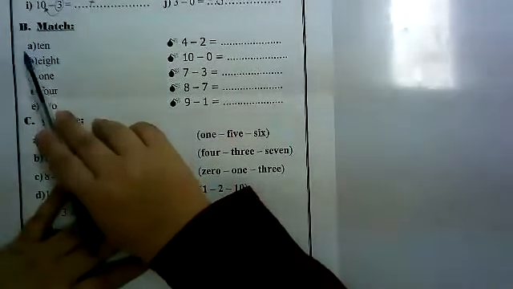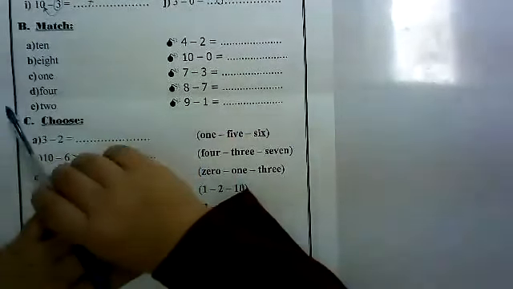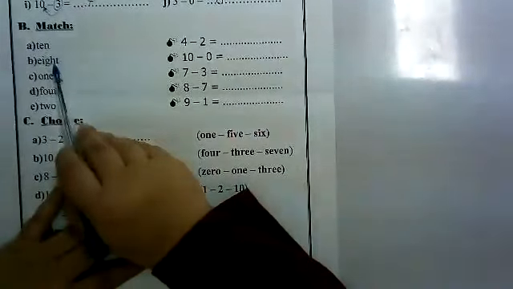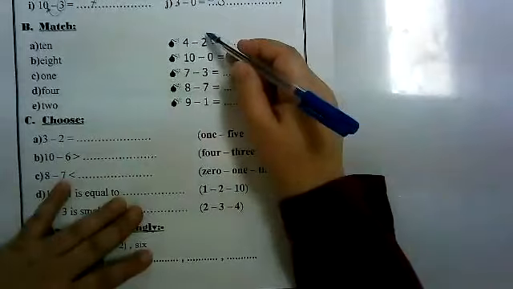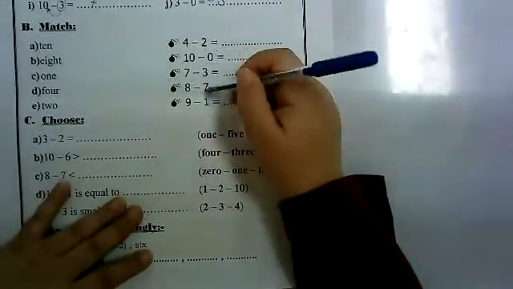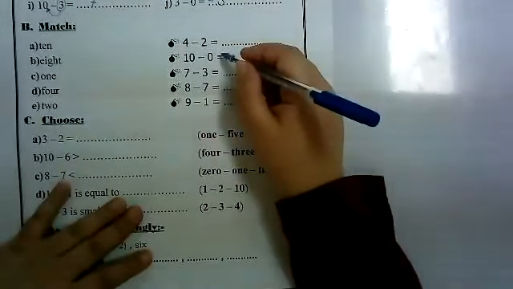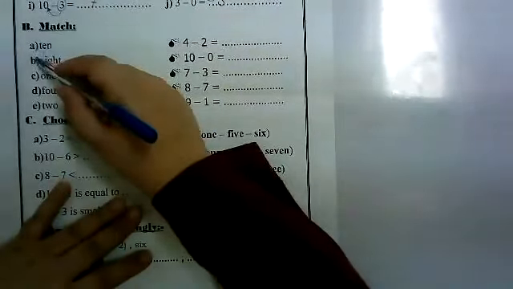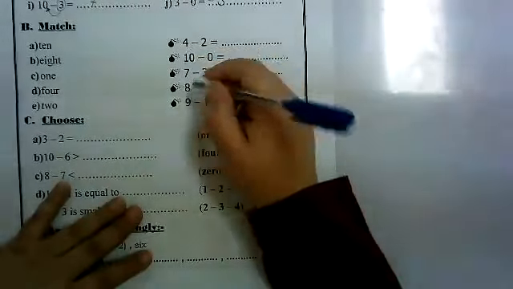Match. You have A, B, C, D, E. Of course, you can read these numbers: 10, 8, 1, 4, 2. First, we have to solve all these equations, then we do the match. And please don't match in lines. We are going to take these letters and put them beside the answers, okay?